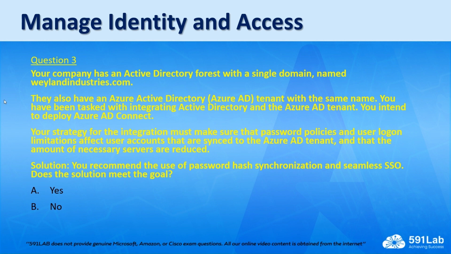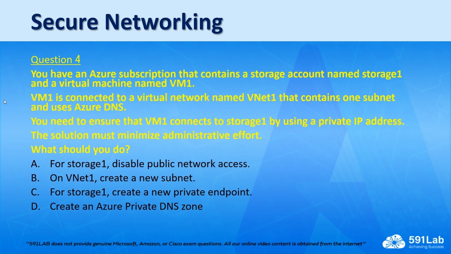Let's proceed to the next question 4. So the next question here is going to address our second topic for the AZ-500 exam. That is the secure networking. So the question 4 reads, you have an Azure subscription that contains a storage account named Storage1 and a virtual machine named VM1. VM1 is connected to a virtual network named VNet1 that contains one subnet and uses Azure DNS. You need to ensure that VM1 connects to Storage1 by using a private IP address. The solution must minimize administrative effort.